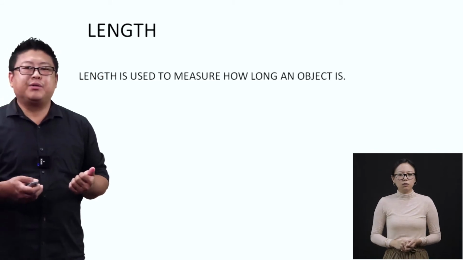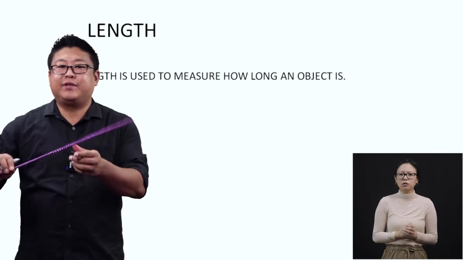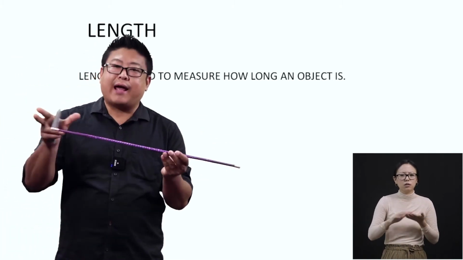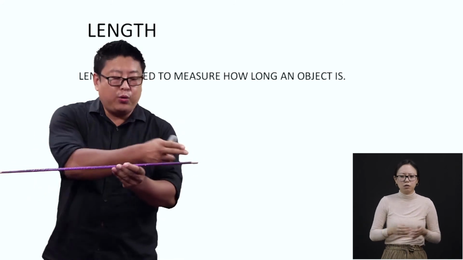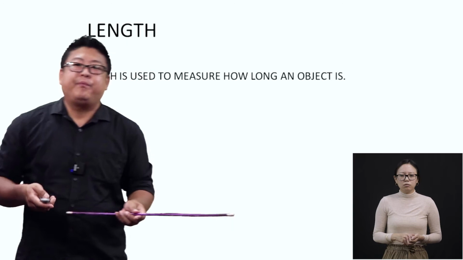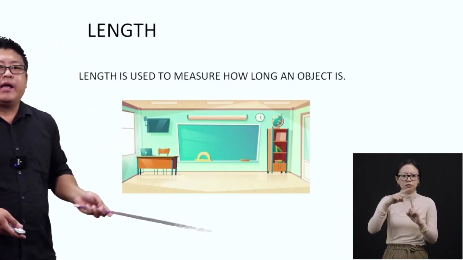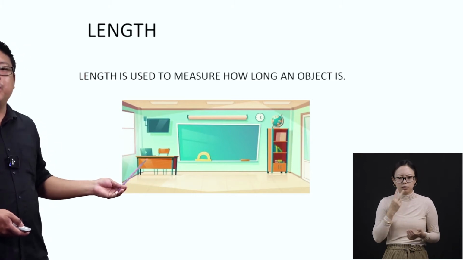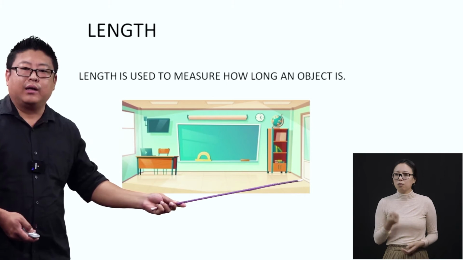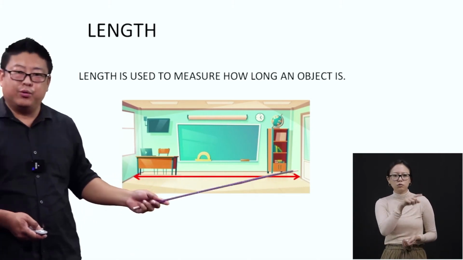Length is used to measure how long an object is. For example, I have this pointer with me. This pointer we can measure with a scale and know the length of this pointer. So, for example, we have a classroom here. If we want to find the length, we will measure from this wall to the end of this wall in this manner. This will show you the length of the classroom.